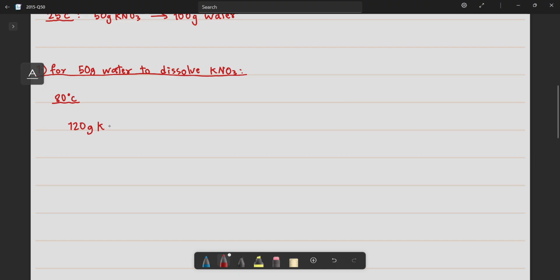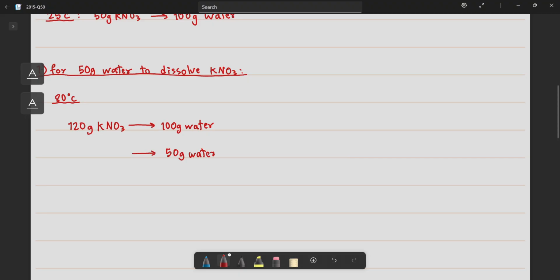So 120 gram of potassium nitrate is dissolved in 100 gram of water. Using this fixed ratio, I want to find out how many gram of potassium nitrate I will be able to dissolve in 50 gram of water at this temperature, 80 degrees Celsius.